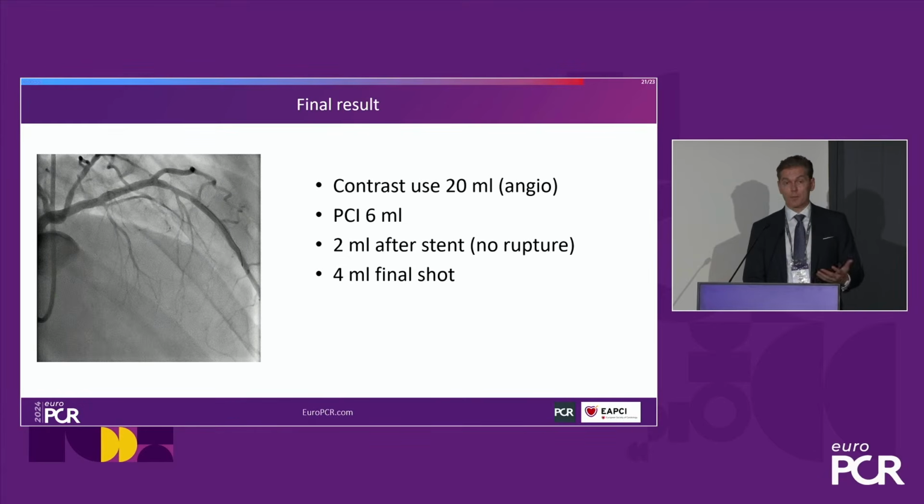The total contrast used for this patient was 26 milliliters. Twenty of those was the angiogram before, and that's why I decided to not do an ad hoc PCI, with 6 milliliters of contrast in total. I had 2 dye shots. One was a small puff immediately after I put the stent in to make sure I didn't have a rupture. And then I decided to do a 4 milliliter final shot, which perhaps I didn't have to do, but so 6 milliliters in total.